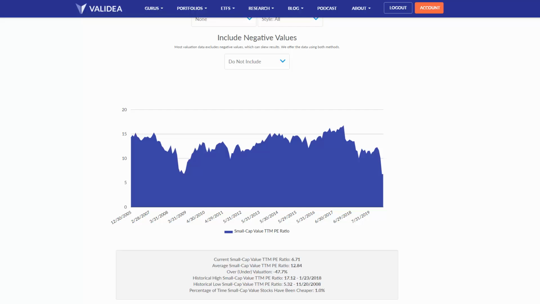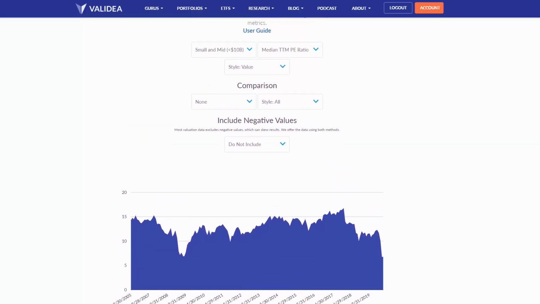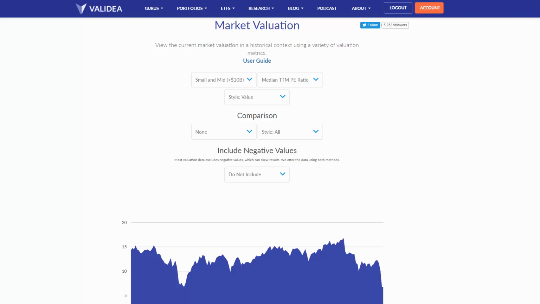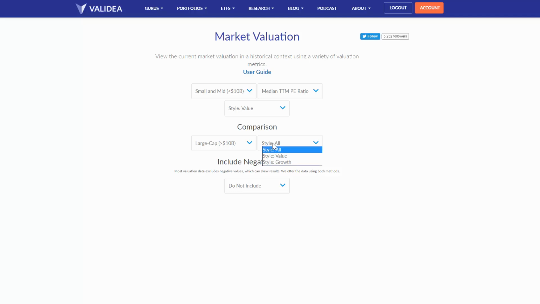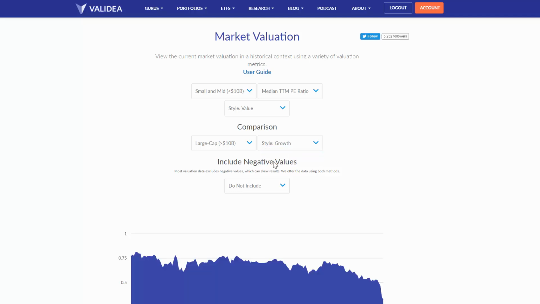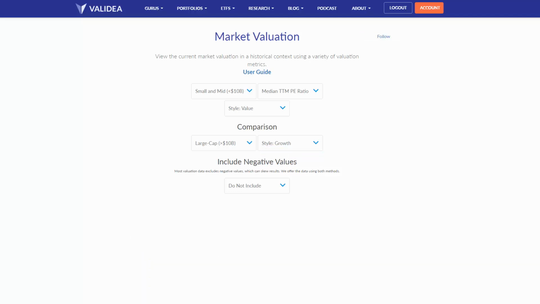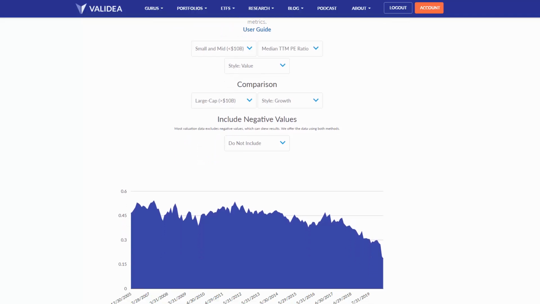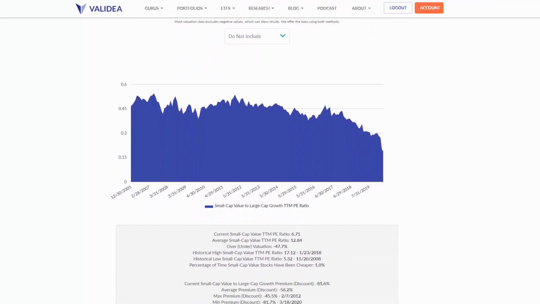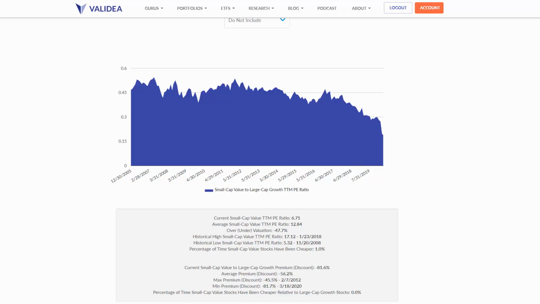The second section of drop-down boxes allows you to compare the valuation of one group of stocks to another. Continuing my previous example, if I wanted to now compare the valuation of small cap value stocks to large cap growth stocks, I would select large cap from the left comparison drop-down and growth from the right one. The graph will then refresh to show the ratio between the valuation of these two groups of stocks. A new set of text will also appear at the bottom of the page that looks at this ratio relative to its average over time and its high and low values.